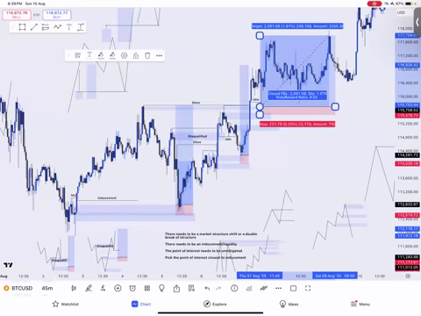$168 risk times 9. You made $1,512 plus the $840. You have $2,352 from $100, risking just 20%.